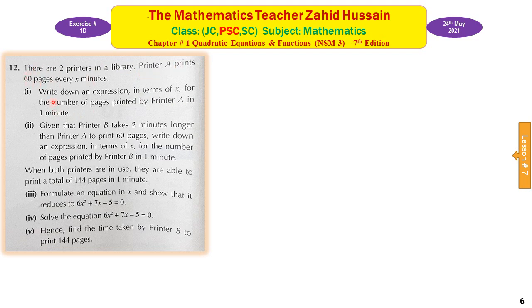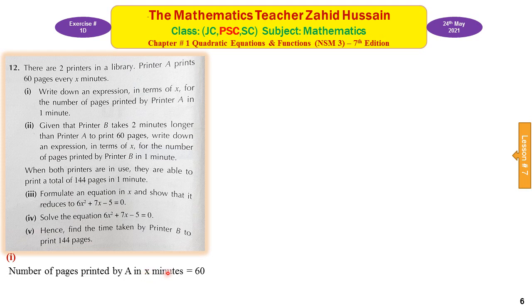In part 1, you are asked to write an expression in terms of x for the number of pages printed by printer A in 1 minute. In x minutes, the number of pages printed is 60. In 1 minute, it will be the number of pages printed by A in x minutes is equal to 60, because we need to find an expression for the number of pages. So the number of pages will be written on one side, and time on the other side.